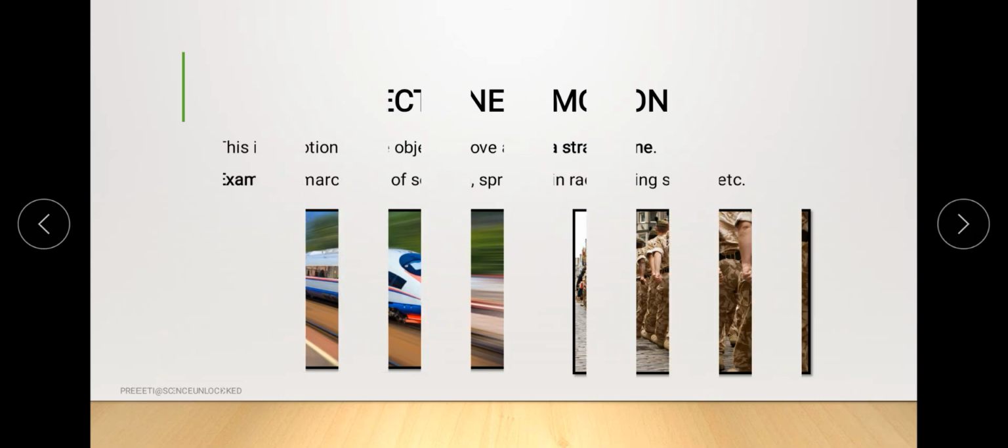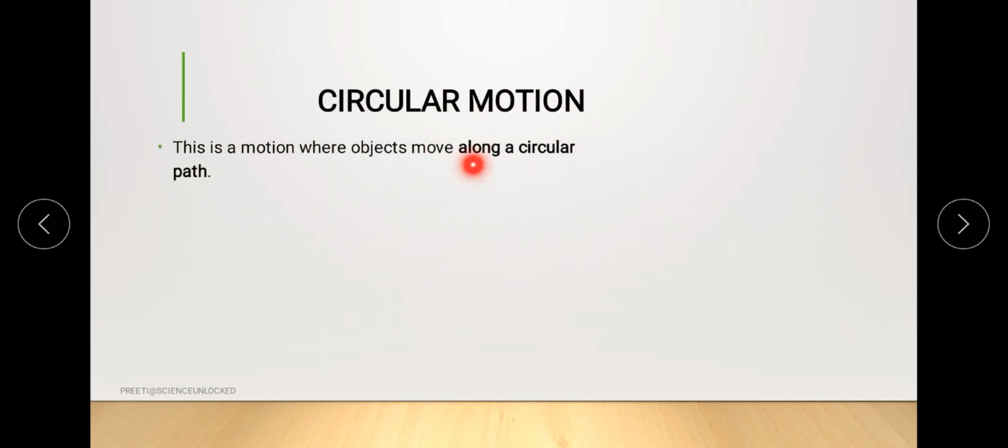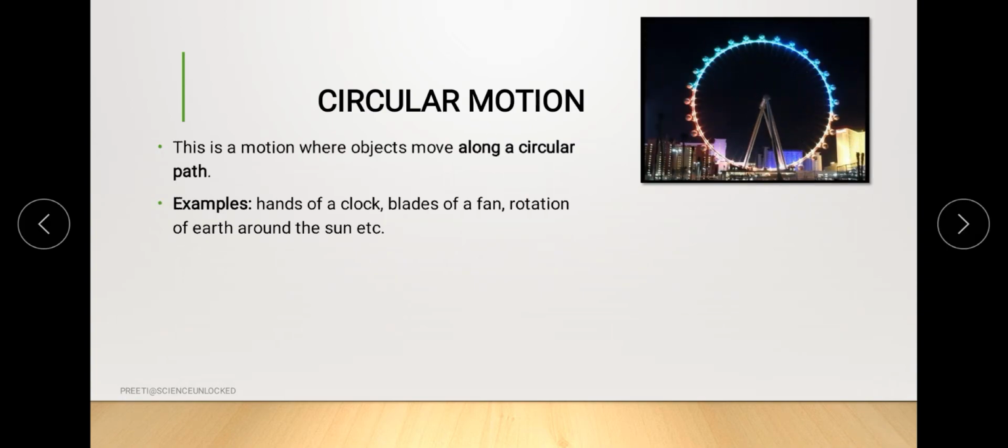Now the second kind of motion that we have is the circular motion, which talks about the movement of an object along a circular path. Means anything which is moving in a circular motion like this is considered simply as circular motion. For example, we have hands of a clock, blades of a fan, rotation of the earth, and there are many more examples.